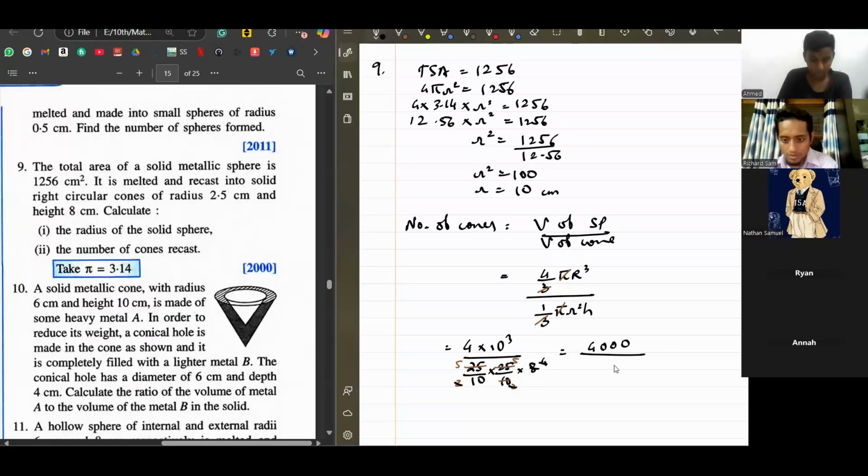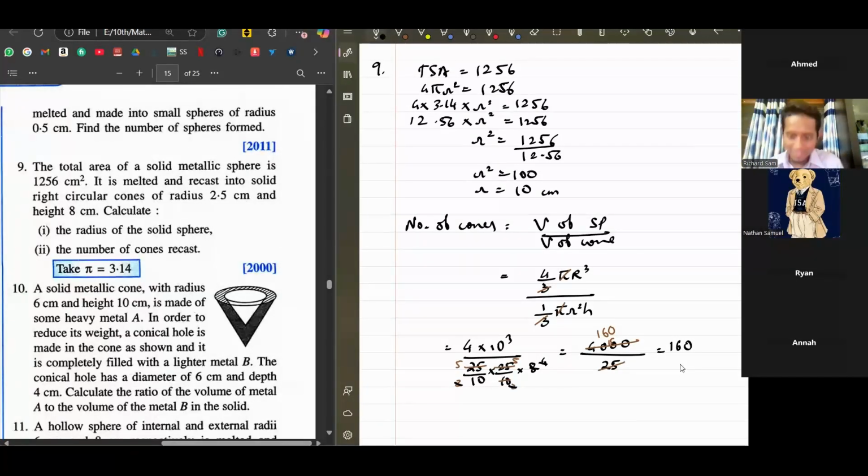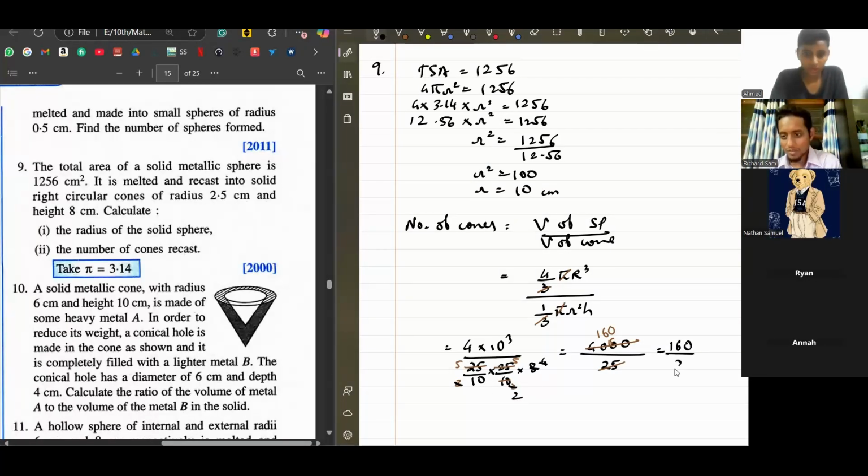5,000. 4,000 divided by 25. Correct? So 25 ones are 25, carry 15, 150, then 6 are 160, no? Sir, 80 I'm getting. So first I did the 25 into 25 into 8, so I got 5,000. I divided by 100. Yeah, 2 is also there here. So 160 divided by 2. 80 is the answer.